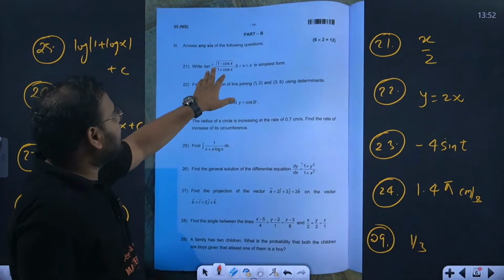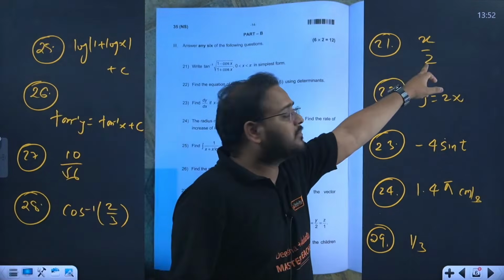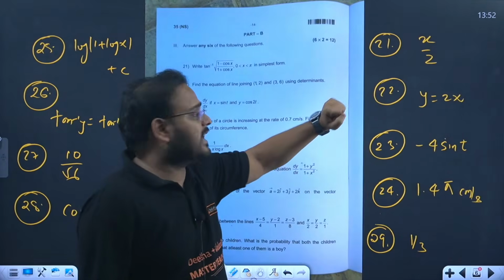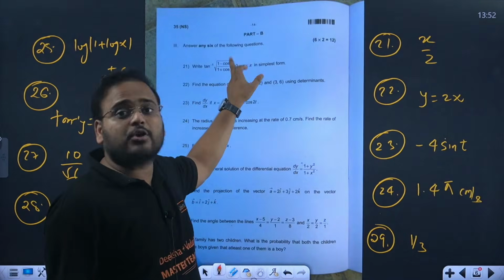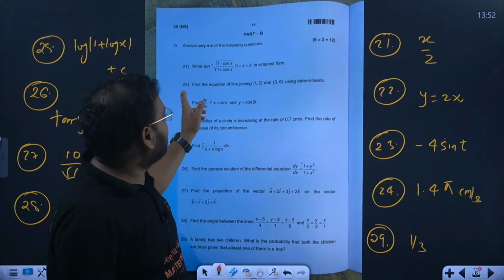Question number 21 is tan inverse of (1 minus cos x)/(1 plus cos x). Please take the question paper out. This comes as x by 2. How do you solve it? 1 minus cos x is going to be 2 sin square x by 2, and this will be 2 cos square x by 2.